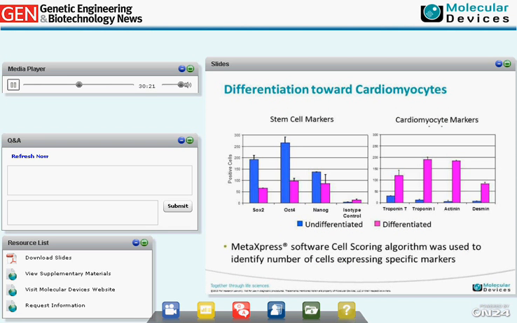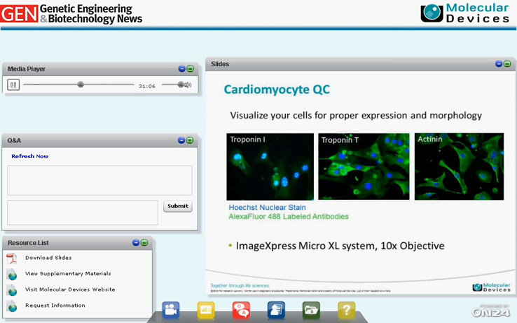On this slide, we show how we can quantify that using our MedExpress software and the cell scoring algorithm. So on the left, you see a variety of stem cell markers where we've quantified the percent of cells expressing those markers in a well. This is all done in 3 to 4 well plates. And as we differentiate the cells using known formulations, you can see the increase in the cardiomyocyte markers of troponin, actinin, etc. You can do this on average, or you can do a cell-by-cell analysis, so you can really get detailed information on each cell and the maturity of that cell. You can also visualize your cells, and here we're showing examples of fully differentiated cardiomyocytes, looking at troponin and actinin stains using our ImageCRISP microXL system.